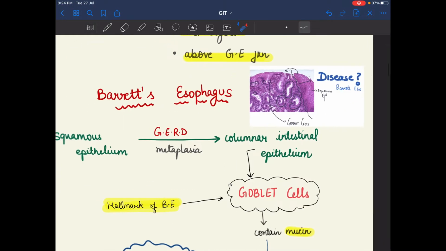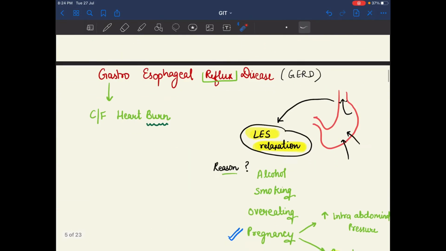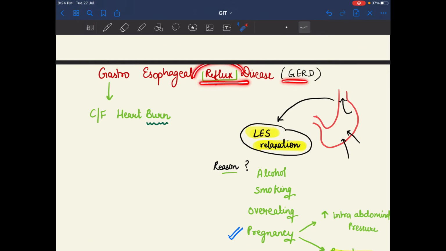Now the next one is GERD, gastroesophageal reflux disease. Please remember it is a reflux, not a reflex. So it is a reflux disease, and the clinical feature which is present here is heartburn. Basically what happens is that our lower esophageal sphincter does not work properly and gets relaxed. If the lower esophageal sphincter relaxes, the acid content will move into the esophagus and the patient feels a burning in the esophagus. So there is heartburn. The clinical feature is heartburn due to lower esophageal sphincter relaxation.